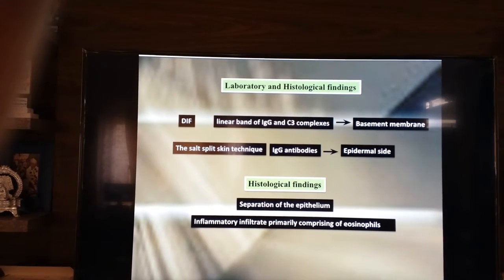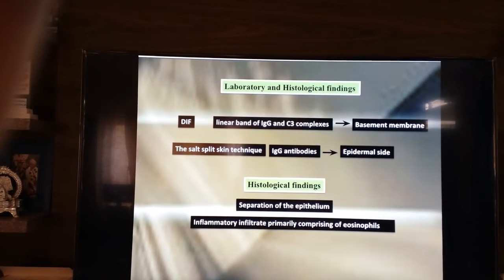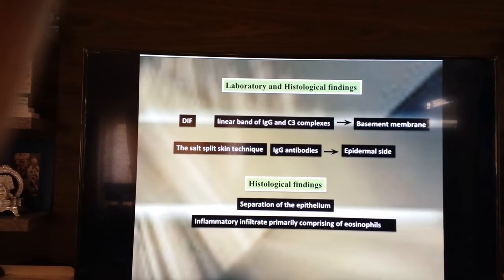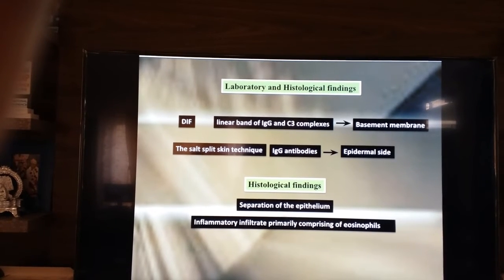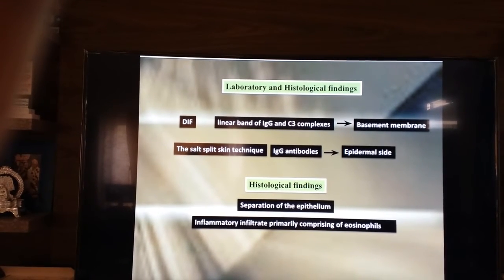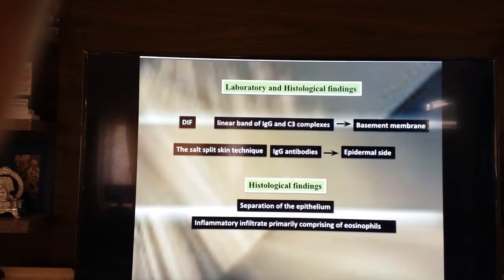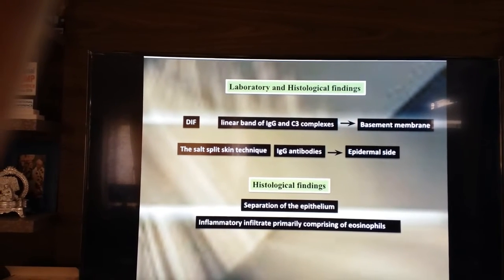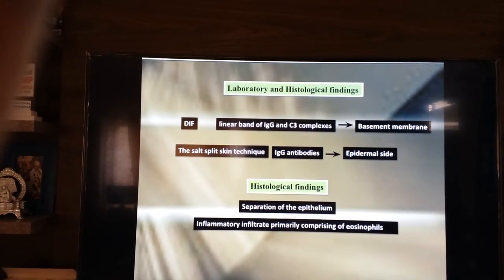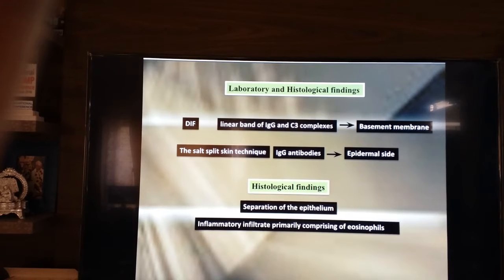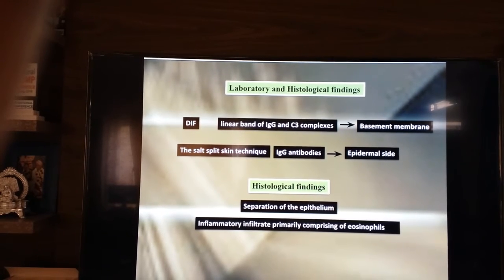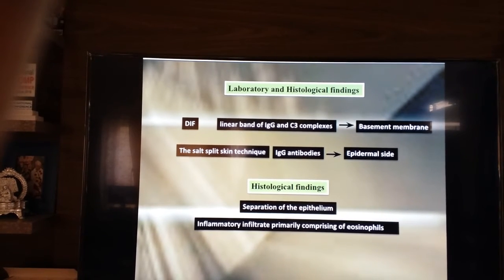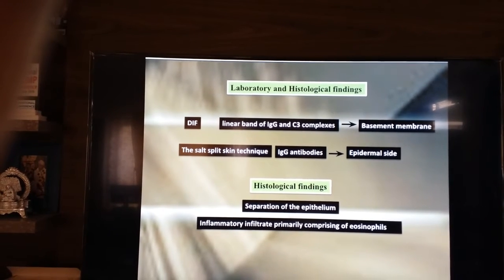Well, when you do a laboratory investigation, you will find on a direct immunofluorescence study a linear band of IgG and C3 complexes in the basement membrane where the lesion is actually present. This basement membrane is the junction between the epithelium and the connective tissue. You will be finding a salt split skin technique which can be associated with IgG antibodies on the epidermal side also.